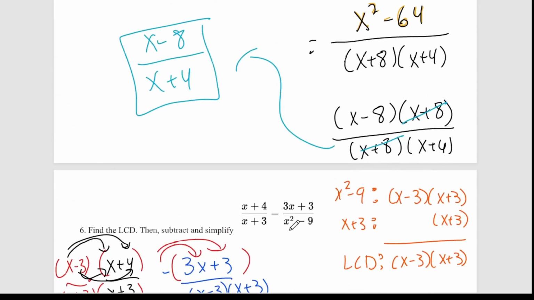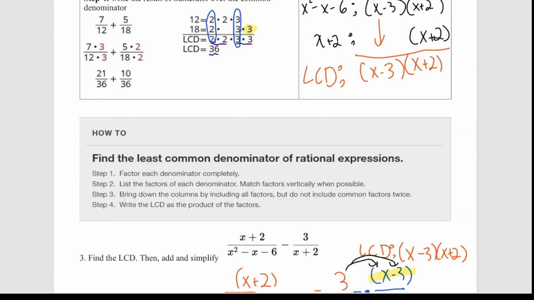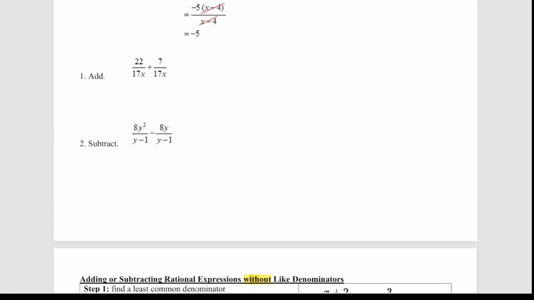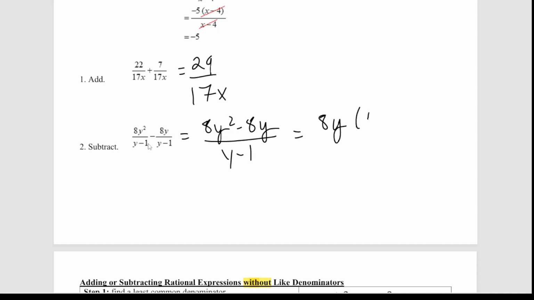So just to recap with all of these, if they already have a least common denominator, then you can go ahead and just add across the top, subtract across the top. So 22 over 17x plus 7 over 17x, 29 over 17x, call it a day. Both over y minus 1, great, you're going to go ahead and subtract those guys. Go ahead and factor.